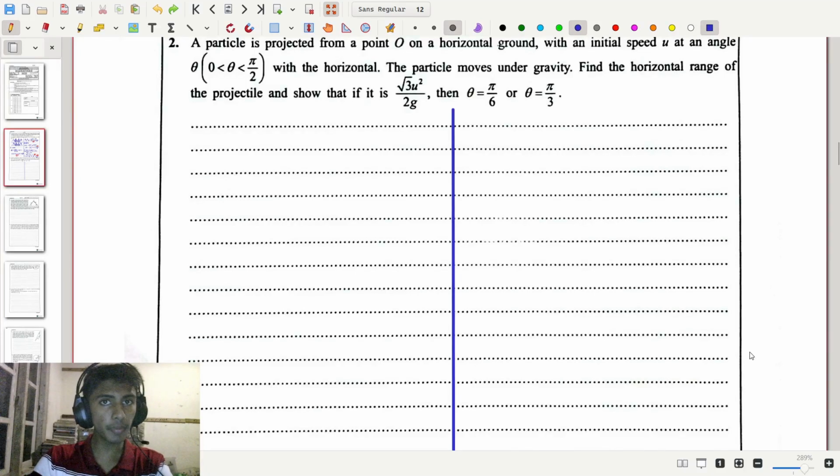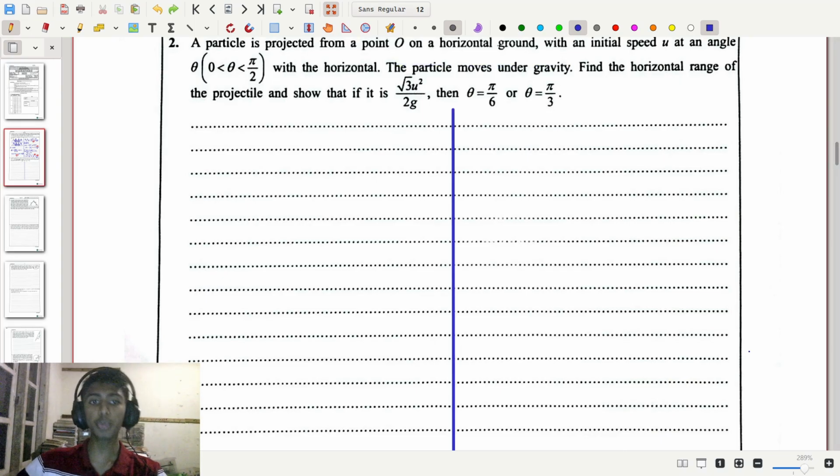2025 A-Level Combined Mathematics Paper 2 Part A, question number 2. This question in all papers usually has to do with projectile motion. This particular question says a particle is projected from a point O on horizontal ground with an initial speed u at an angle theta, which is some value between 0 and pi by 2 radians, with the horizontal. It then says that the particle moves under gravity.